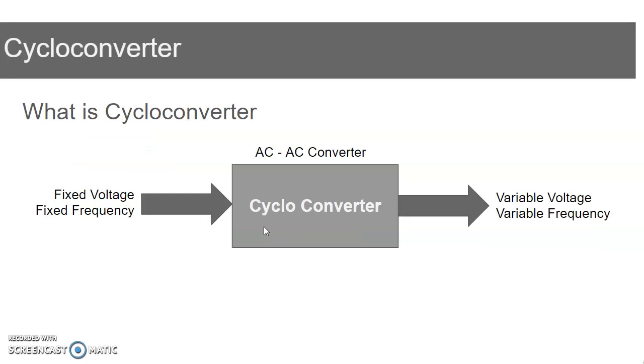What is a cycloconverter? In a cycloconverter, on the input side we have fixed voltage and fixed frequency. On the output side it becomes variable voltage and variable frequency. So that type of AC to AC converter is generally known as a cycloconverter. So it is simply called a frequency converter: fixed frequency to variable frequency.